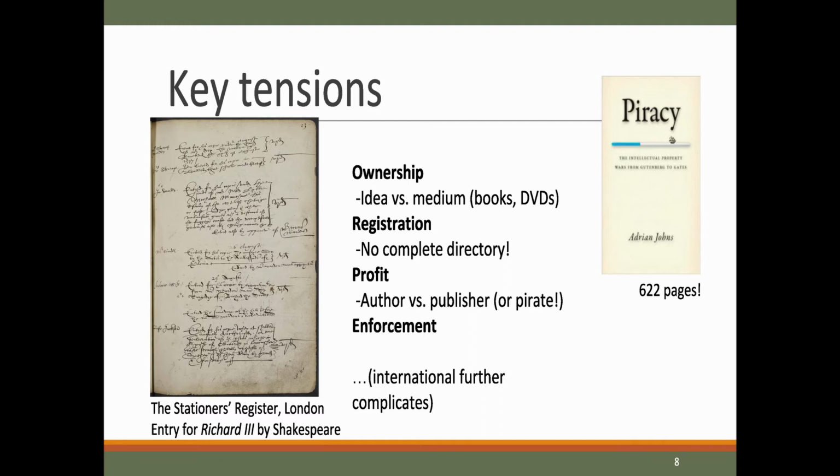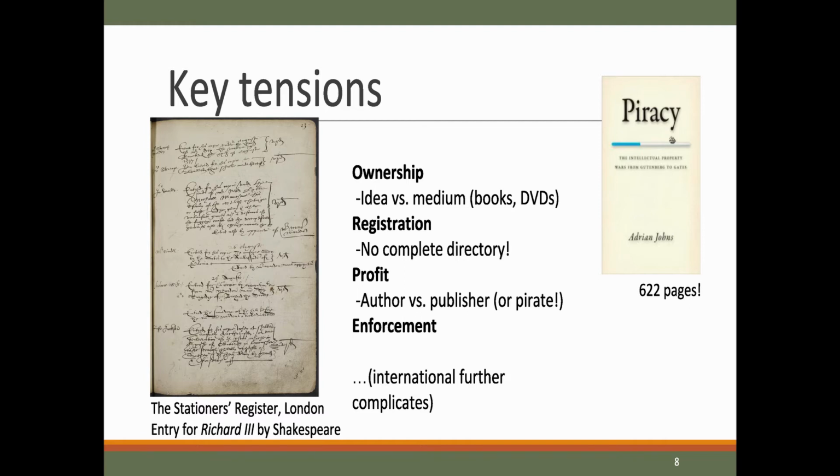Another problem has been registration. So with this Stationers Register, the way that you registered the work was you took a horse and went to London and paid and got your entry written in the one book, which was the entire book for all of England. Another tension is profit. Who makes the money? If someone is selling the work, does the money go to the author, or does the money go to the publisher, or does it go to a pirate?